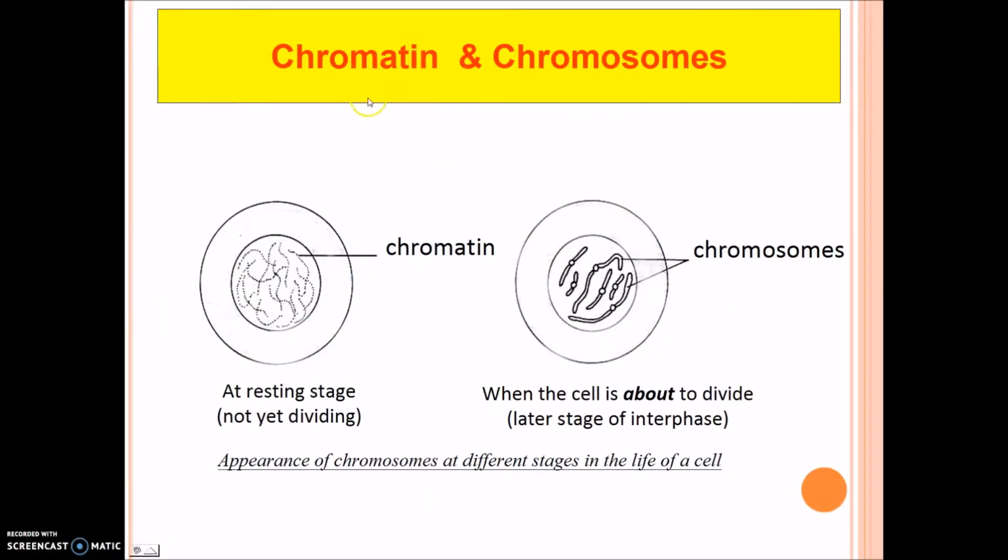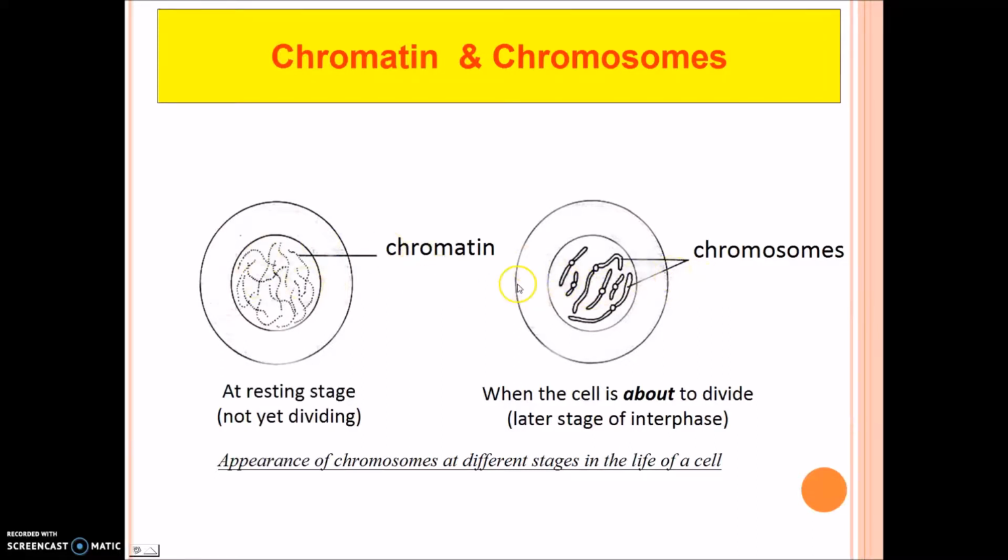After that, let's talk about the chromosome and chromatin. When the cell is not yet dividing, the chromatin is in a very diffuse condition. When the cell is about to divide, it should be the latest stage of interphase, the DNA, the chromatin, becomes very condensed to become chromosome.